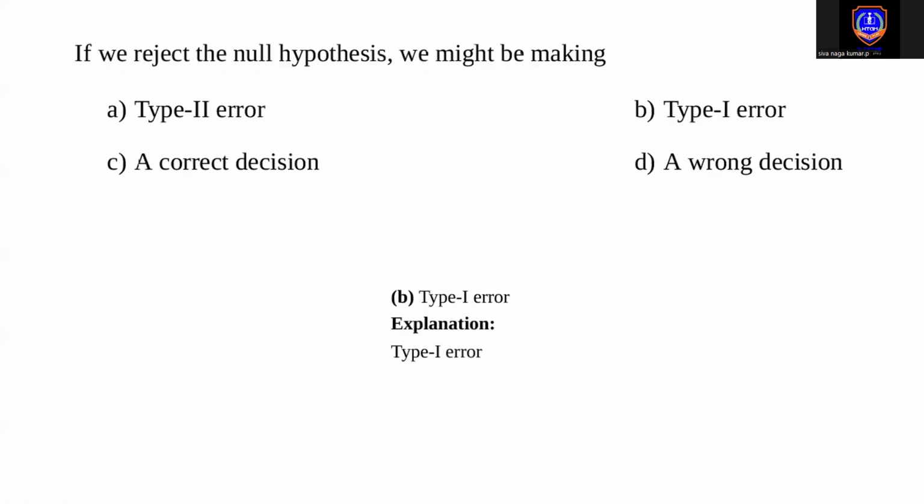If we reject a null hypothesis, we might be making: option A, type 2 error; option B, type 1 error; option C, correct decision; option D, wrong decision. So we reject the null hypothesis. That means we are making type 1 error.